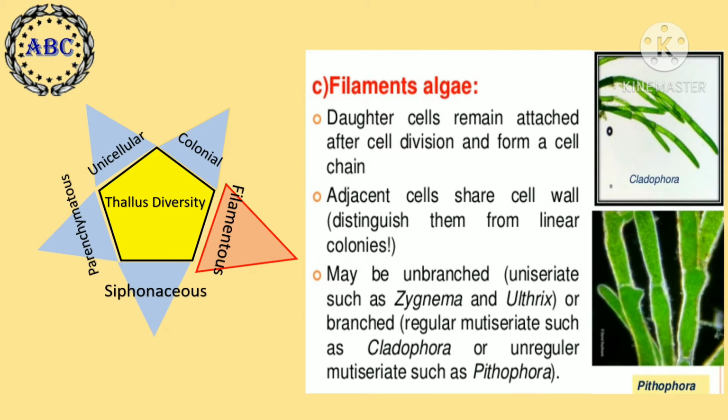The third type is filamentous algae. Daughter cells remain attached after cell division and form a chain-like structure, and that's why it forms a filamentous structure. Adjacent cells share a cell wall, distinguishing them from linear colonies. They may be unbranched or uniseriate such as Zygnema and Ulothrix, or branched irregular multiseriate such as Cladophora, or regular multiseriate such as Pithophora.